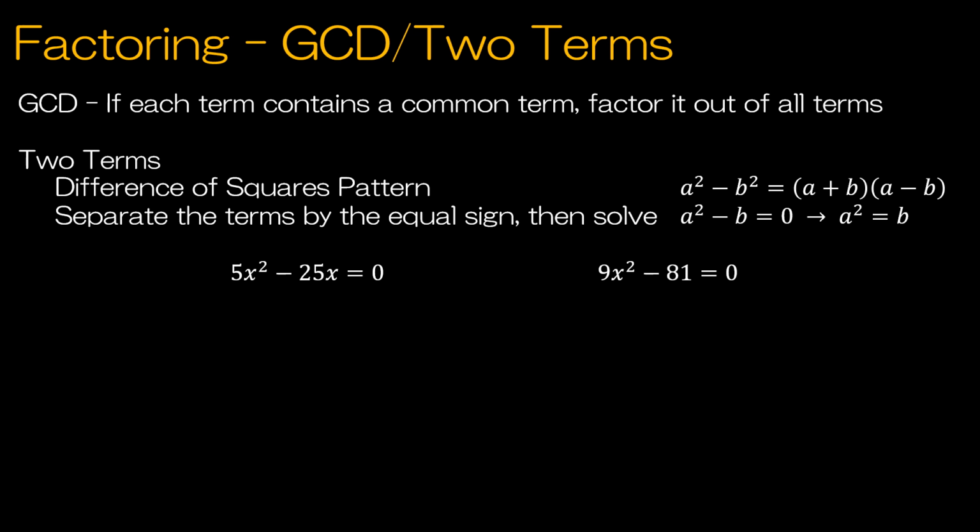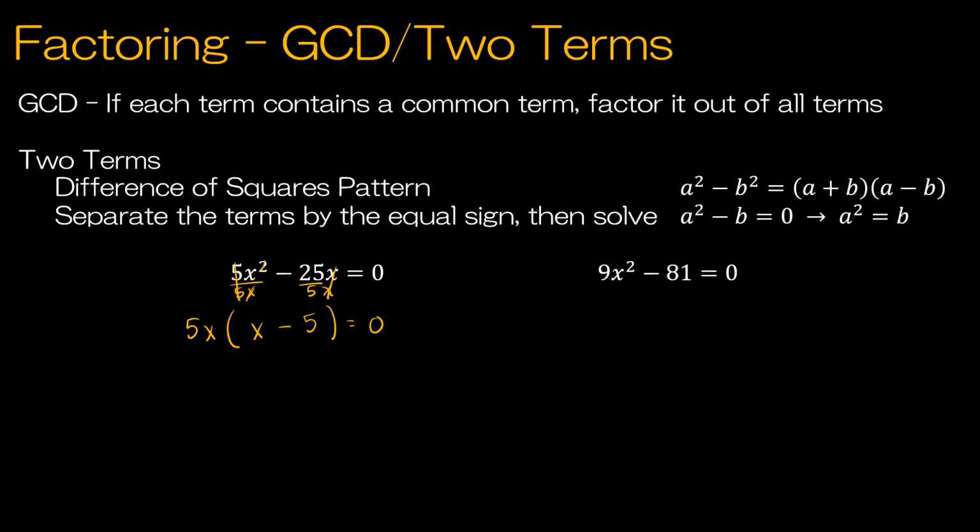So for instance here, I have 5x squared and I have 25x. So I can take 5 out of both of those terms, and I can take an x out of both of those terms. And I'm going to move that down just a little bit to give me some room. What that means is if I take out a 5x, I'm really just dividing each term by 5x and writing what's left over. So my 5's cancel, one of the x's cancel, I'm left with x. 25 divided by 5 is 5, and those x's cancel. That's it for factoring on my first term.